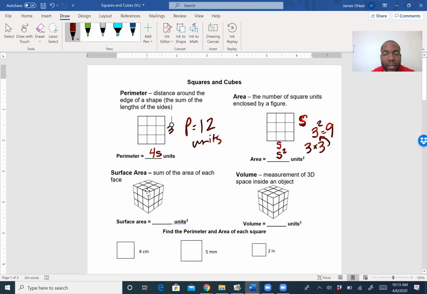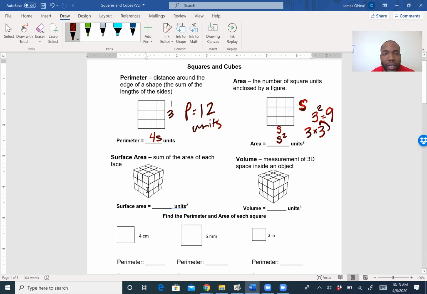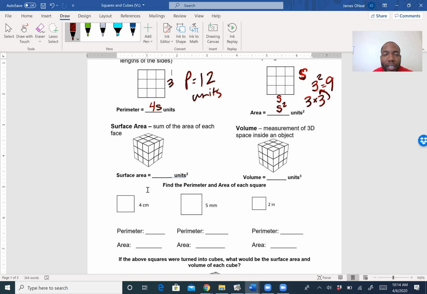Surface area. This is again a 7th grade skill. The surface area is the area of each what? It's 3-dimensional. The area of each what? To find the surface area.